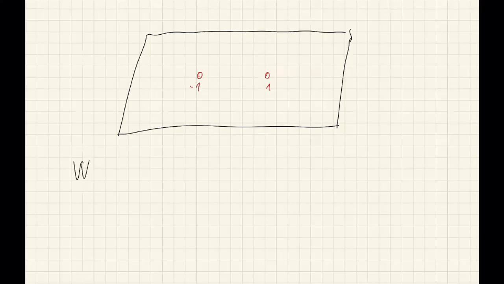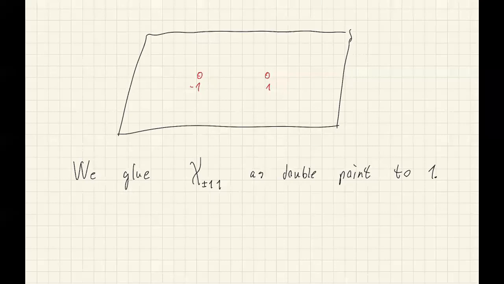So how to say, we glue the characters plus minus 1, 1. We glue 2 characters as double point to 1. So here is some double point: chi 1, 1 and chi minus 1, 1. And here is a double point: chi minus 1, 1 and chi minus 1, minus 1. And also symmetrically.